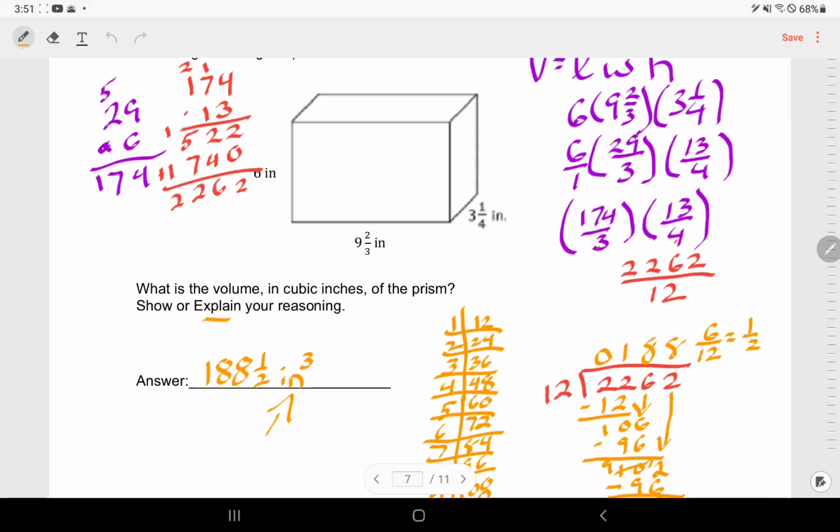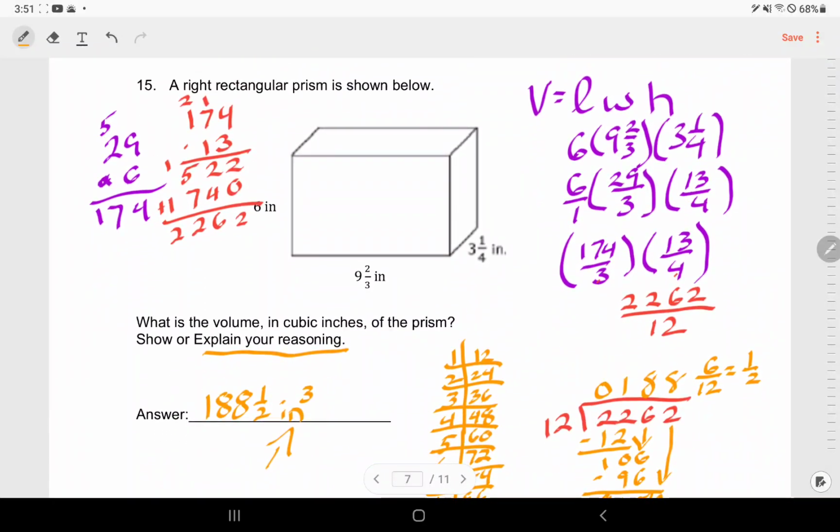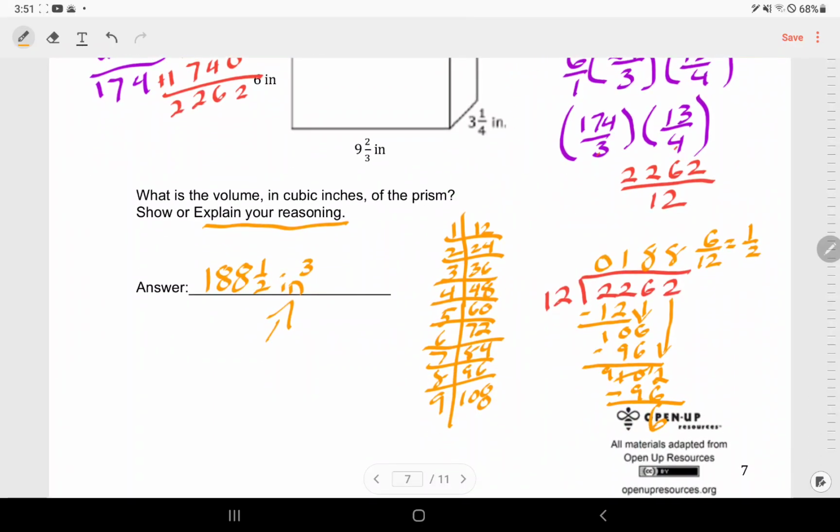For the explain your reasoning portion, anything that explains that we multiplied the length to the width and the height, that we changed them to improper fractions, that we then multiplied, that we simplified our fraction. As long as you explain that, you get full credit for the second part.